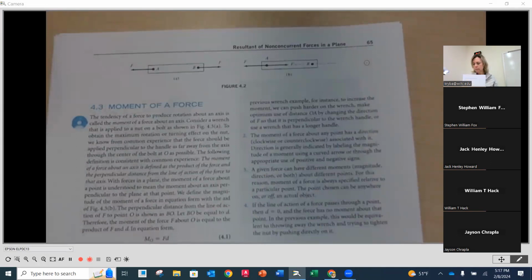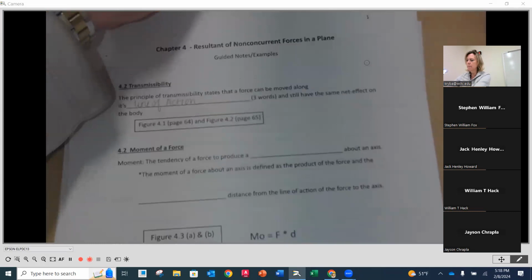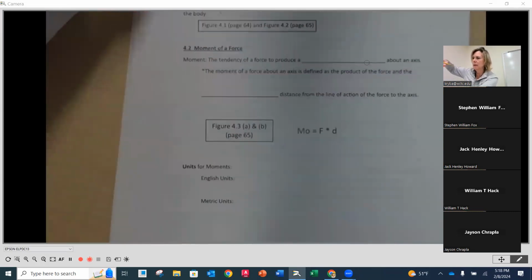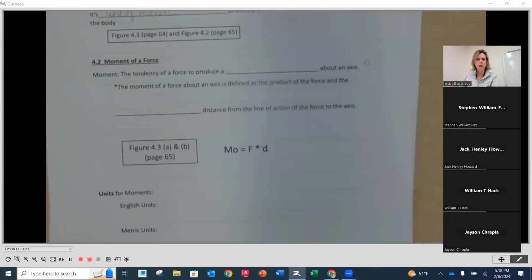Okay. Now, the next thing we're going to talk about, which is really the big deal in this chapter, is introducing the idea of moments.